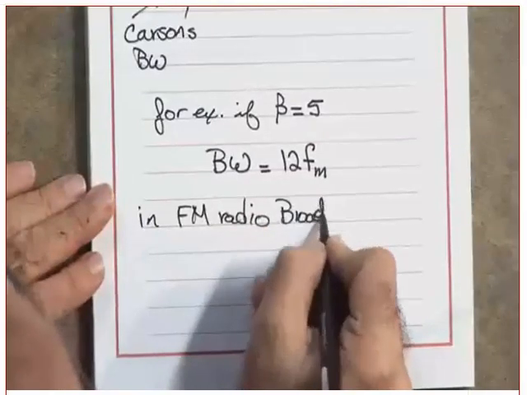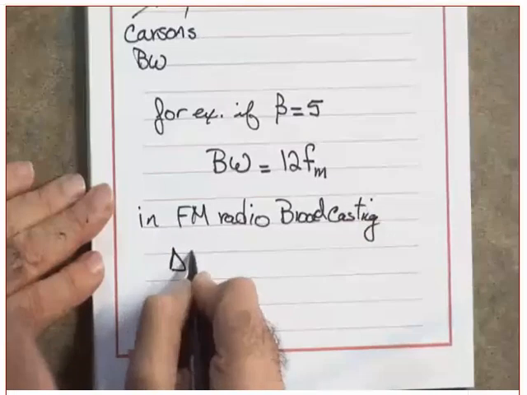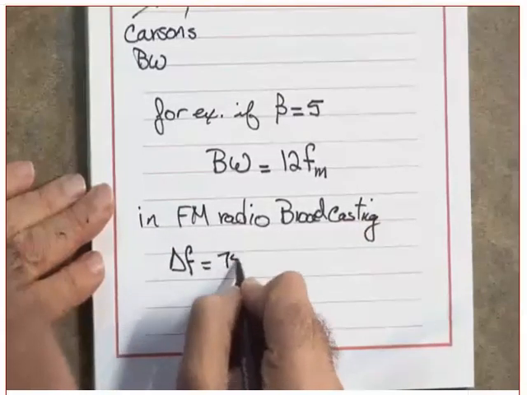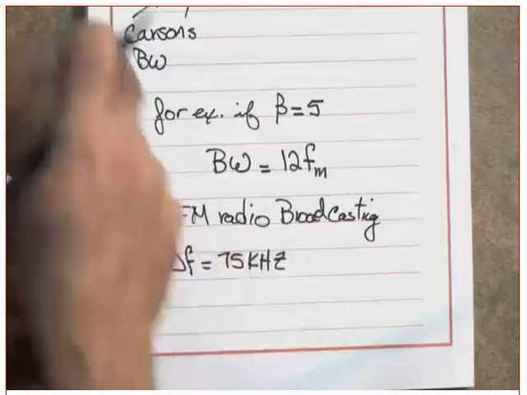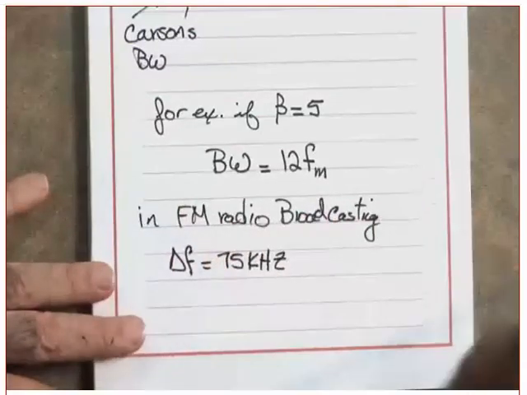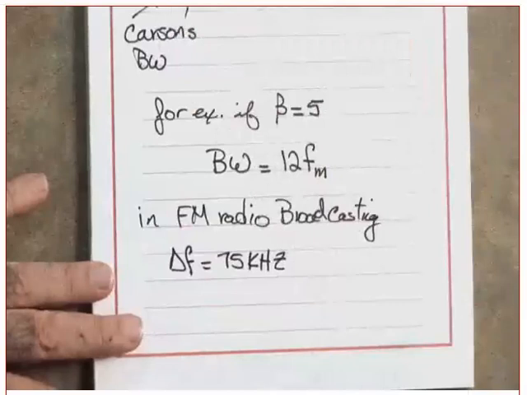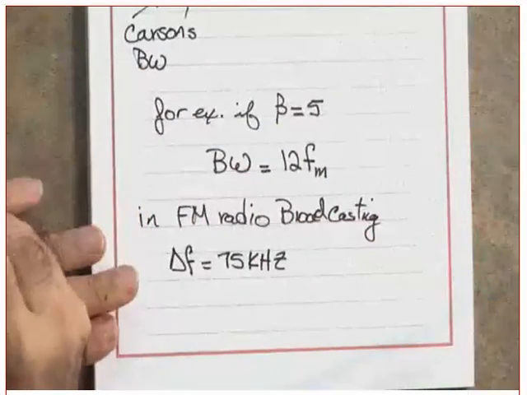Now, in FM broadcast, FM radio broadcasting, what are the values? Delta F is equal to 75 kilohertz. One more time, delta F 75 kilohertz, what does it mean? It means the maximum frequency deviation from the carrier frequency is 75 kilohertz. Did you get this or not?